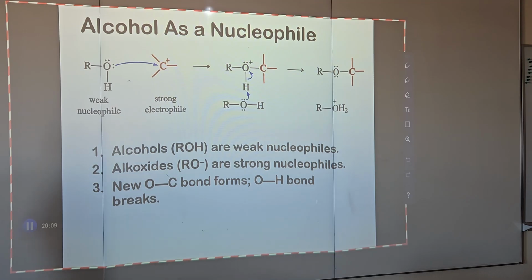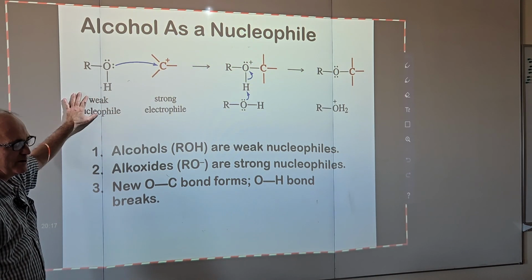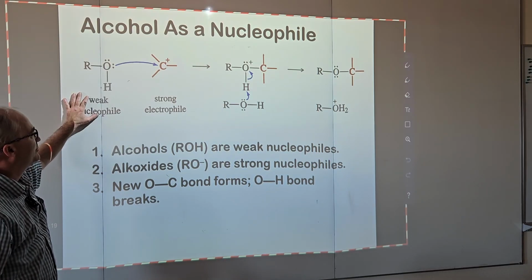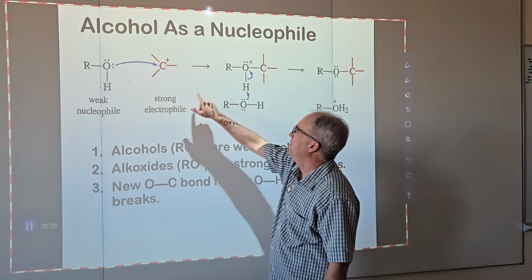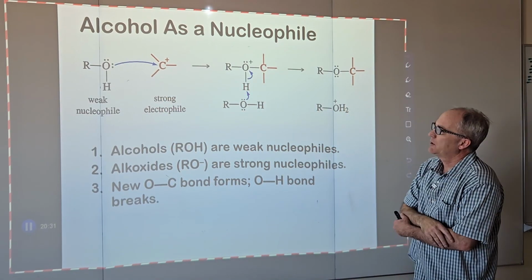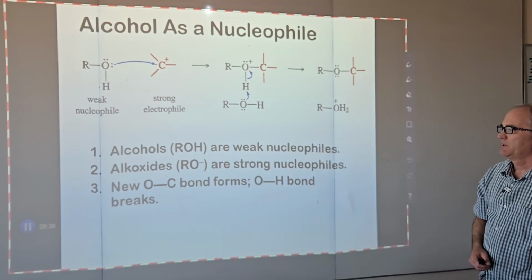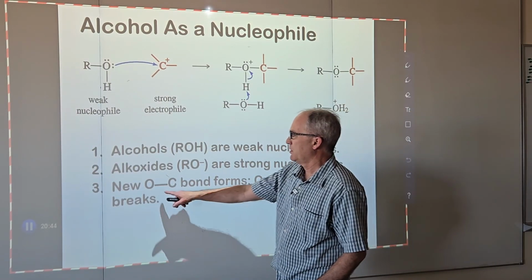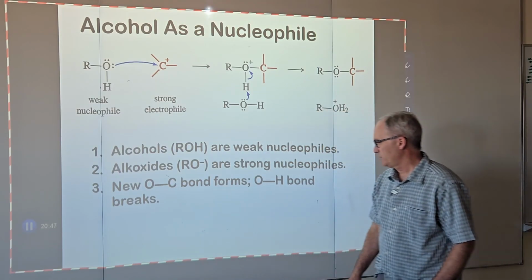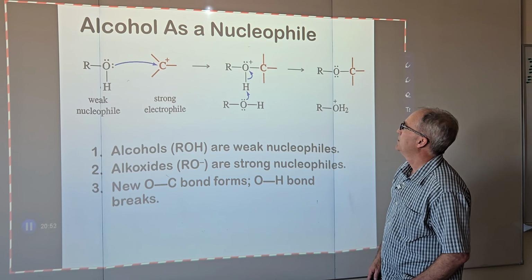Alcohol as a nucleophile. And we saw this in the fall with most of our SN1 type reactions, either with water or an alcohol adding to a carbocation. Alcohols are weak nucleophiles. Alkoxides are strong nucleophiles. We can get new oxygen-carbon bonds to form and oxygen-hydrogen bonds break.